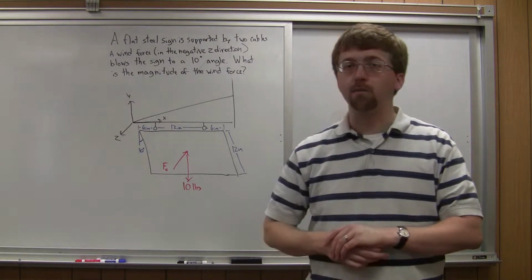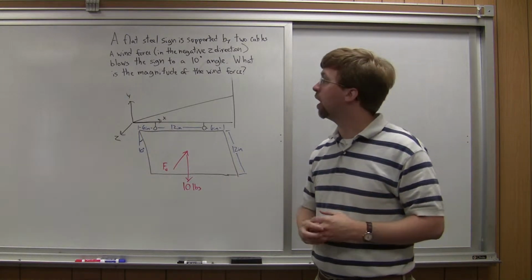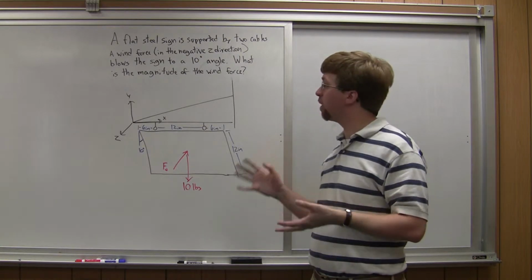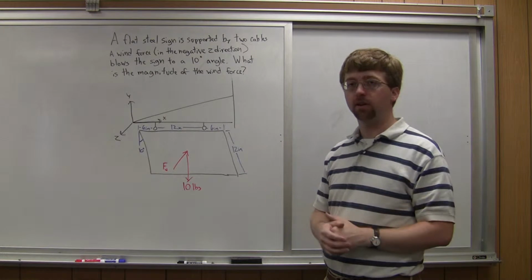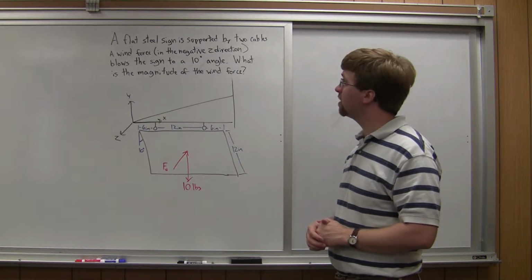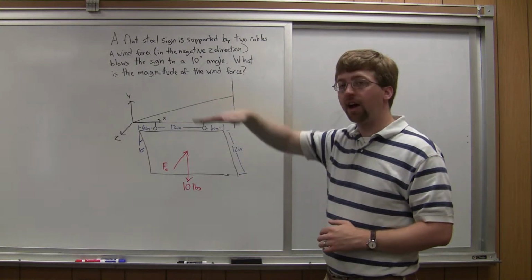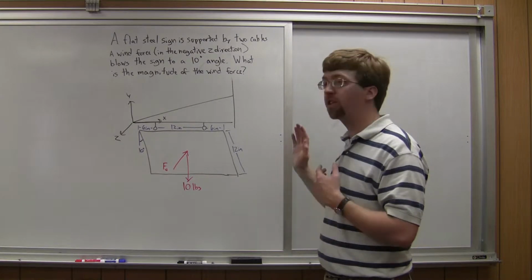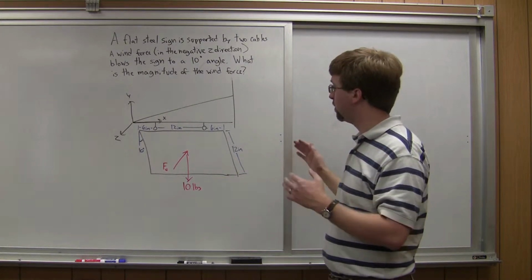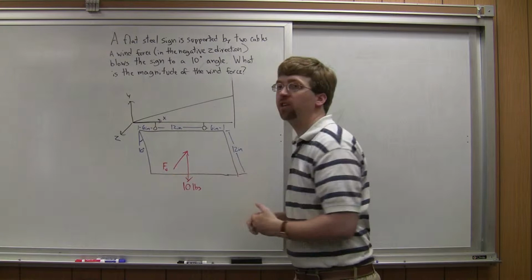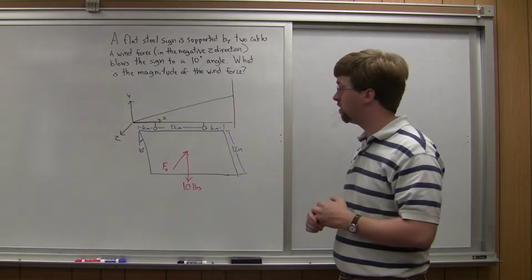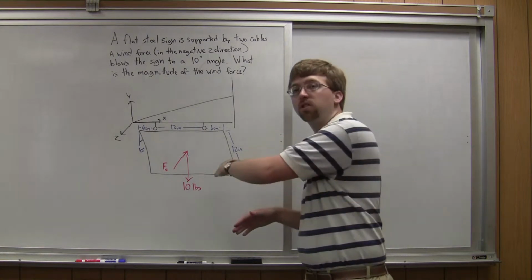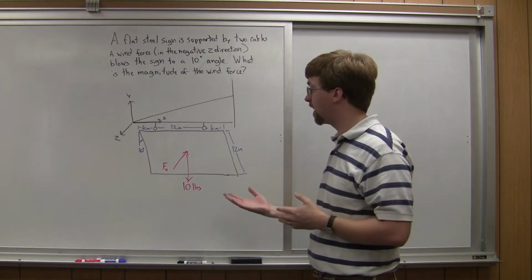Hello, for this worked problem, we've got a 3D equilibrium problem. So in this case, we've got x, y, and z directions that we need to worry about. How this is set up, we've got a flat steel sign hanging out in the xy plane. It's a 12-inch by 24-inch flat steel sign with a weight of 10 pounds. There's now a wind force pushing on the sign in the z direction.